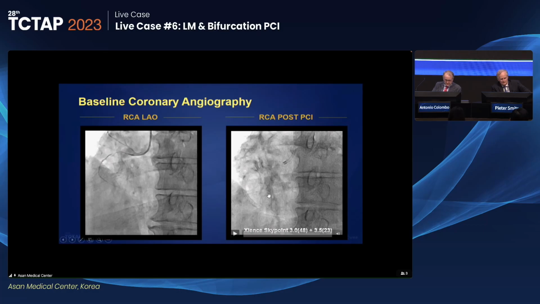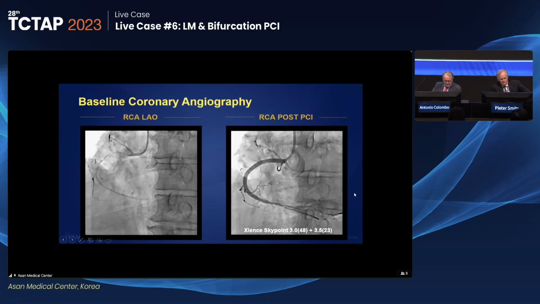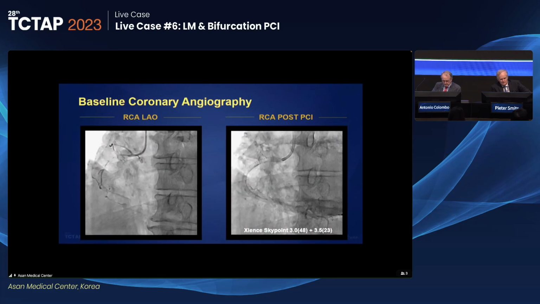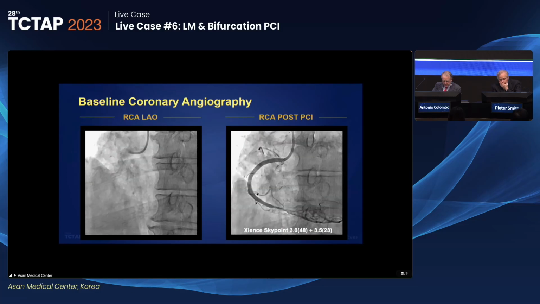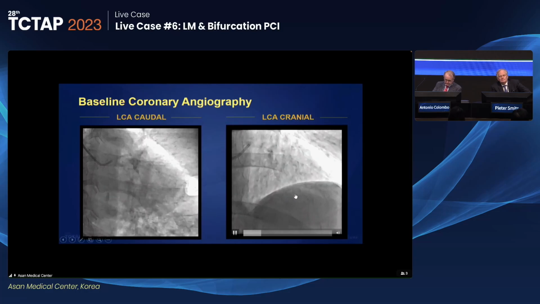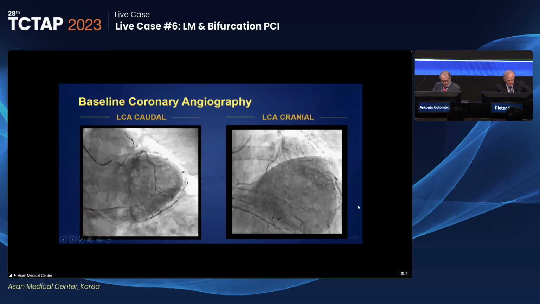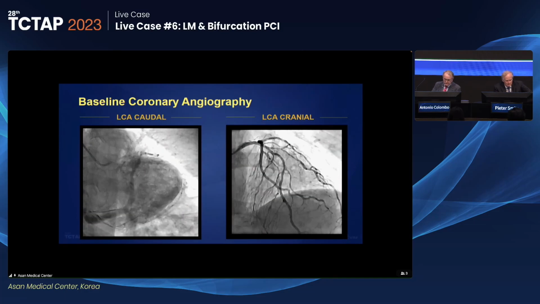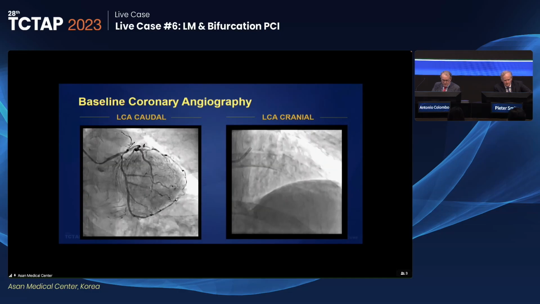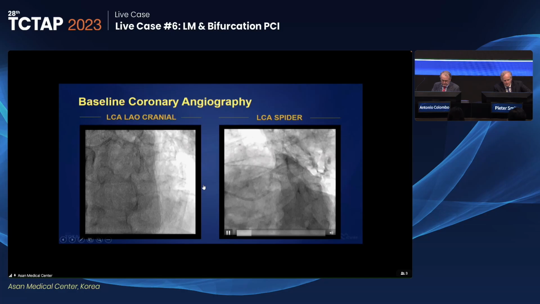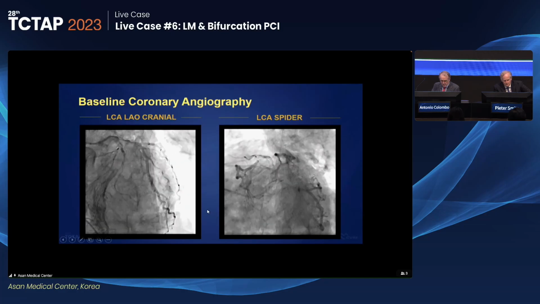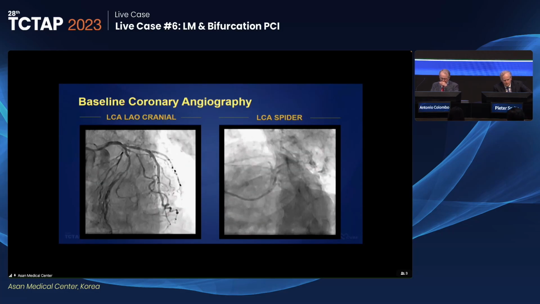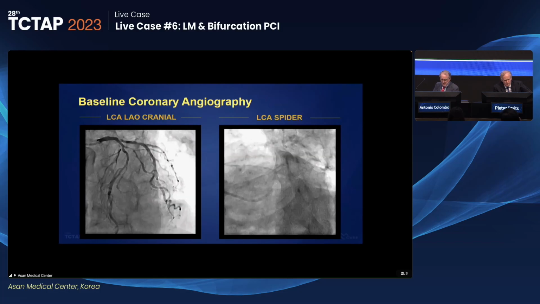Next, baseline coronary angiography. The right coronary angiography shows the subtotal occlusion from the proximal RCA. We did PCI 2 weeks ago, and we stented with 2 Zion stents. The left coronary angiography caudal view shows diffuse disease from the distal left main to the mid-LAD, and the cranial view shows diffuse disease in the mid-LAD. The cranial view and spider view show the left main bifurcation disease, and also disease in the mid-LAD.